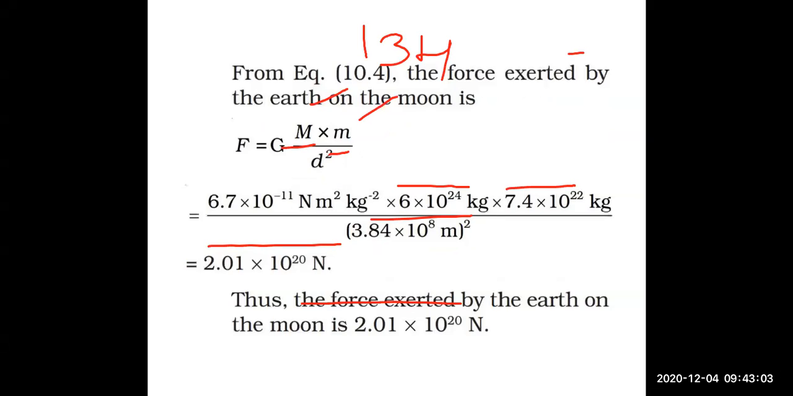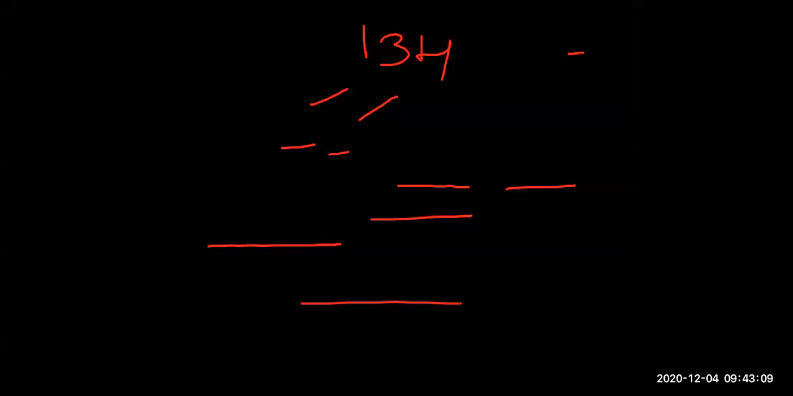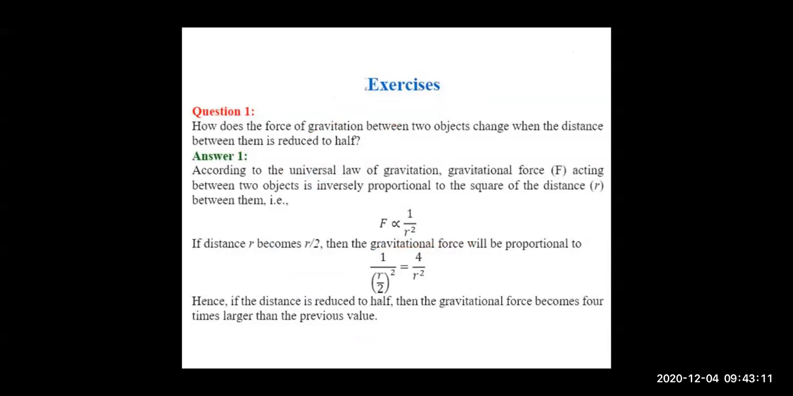And now children, these are the exercise question answers. These are the NCERT exercise question answers which are on page number 143. Page number 143 of your NCERT. Question 1, let's read it. How does the force of gravitation between two objects change? What they are asking, how will the force change?